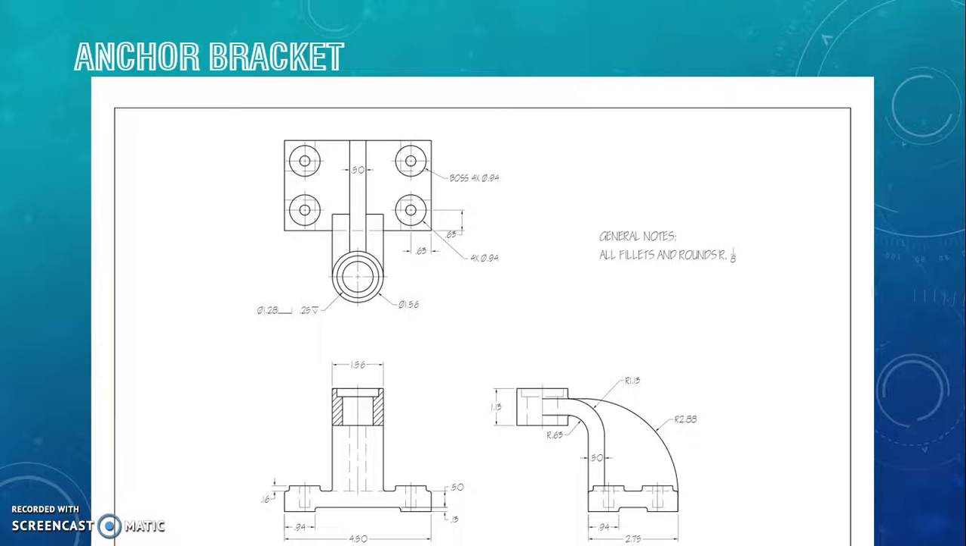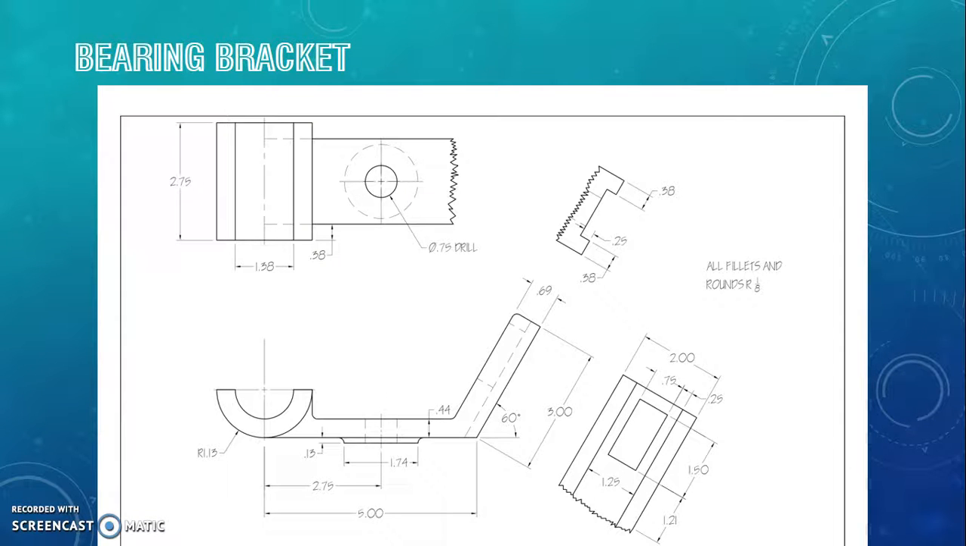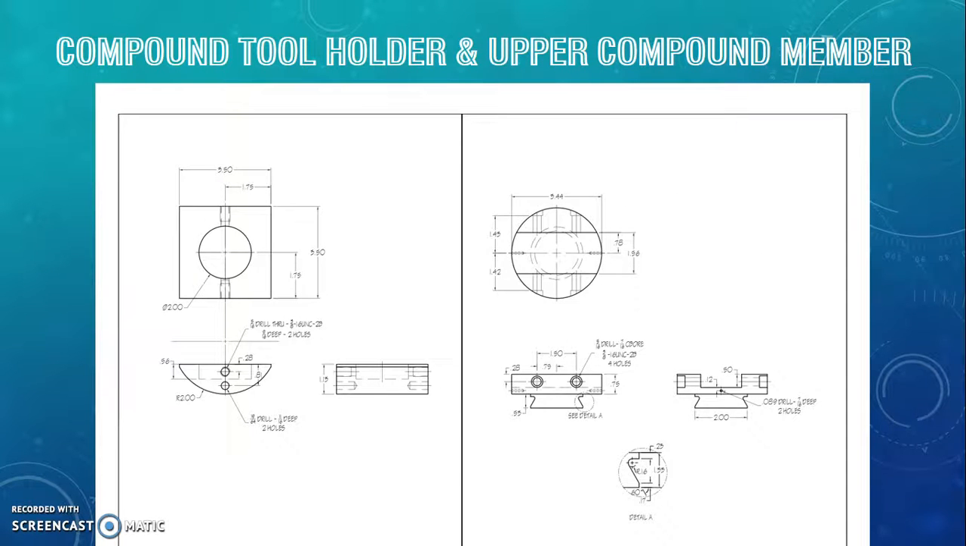this one is the anchor bracket. Next one is a bearing bracket. And I would say this was the easiest of drawings. These last two are actually 3 separate parts that combine into an assembly of a compound tool holder.